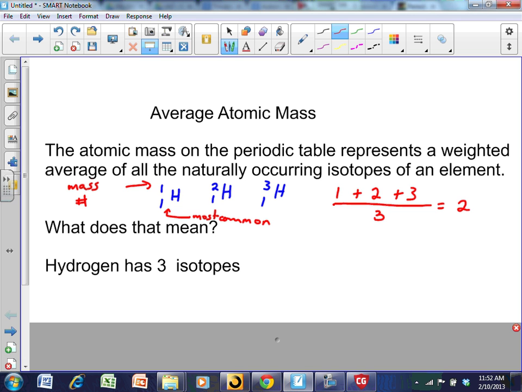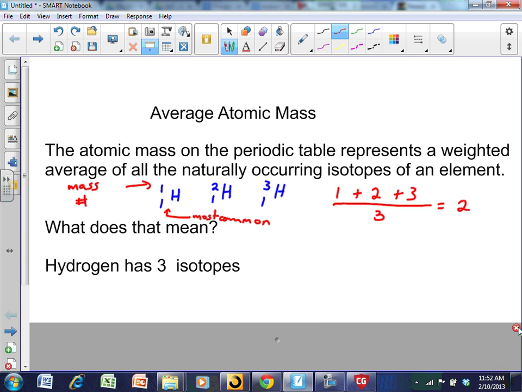That means if you have a bunch of hydrogen atoms, almost all of them are going to be hydrogen 1. So the average really should be close to 1 and not halfway between 1 and 3. Almost all hydrogen atoms that you find in the water that you drink, in the molecules in your body, chances are it is a hydrogen 1. So the average should take into account how common each of these is. So what we do is we take a weighted average.